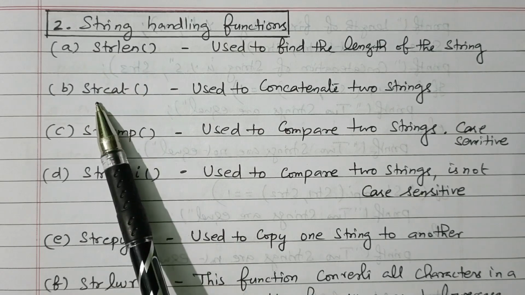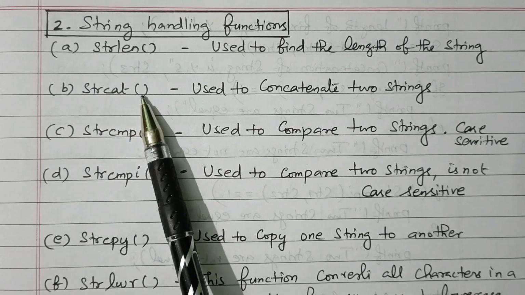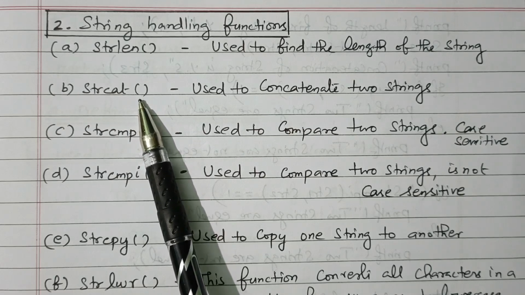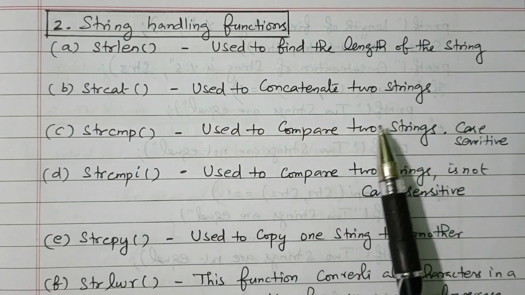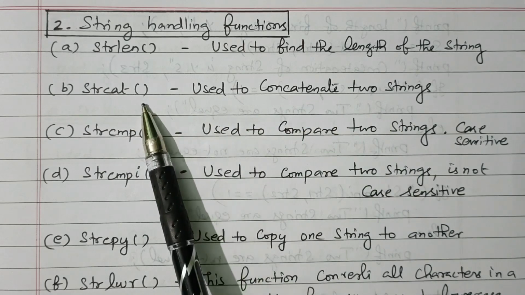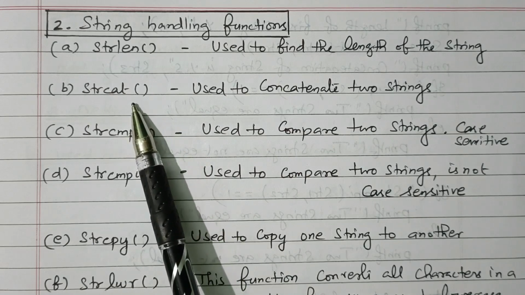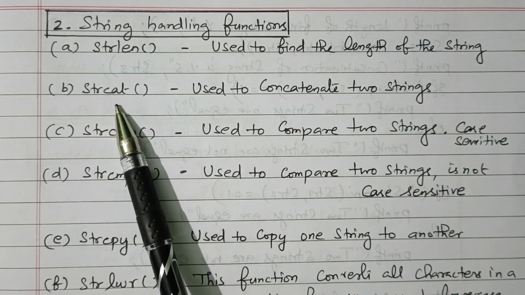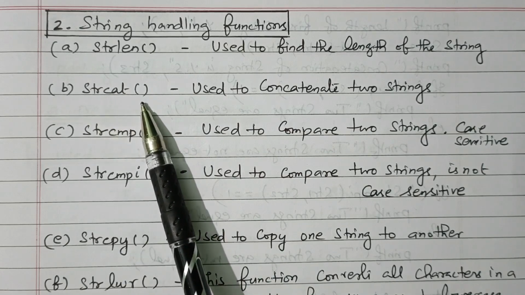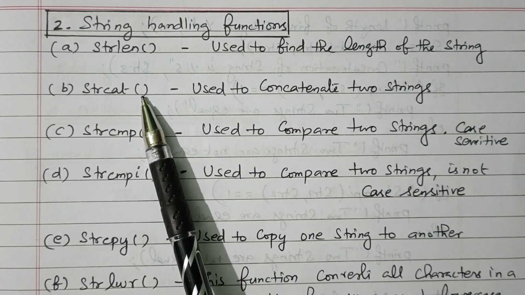strcat, that is string concatenate. We can give two strings here. The two strings will be concatenated. Concatenated means added together. For example, welcome and today: if you give two strings, it will combine both strings, Welcome today. String concatenate will concatenate two or more strings given within the brackets.